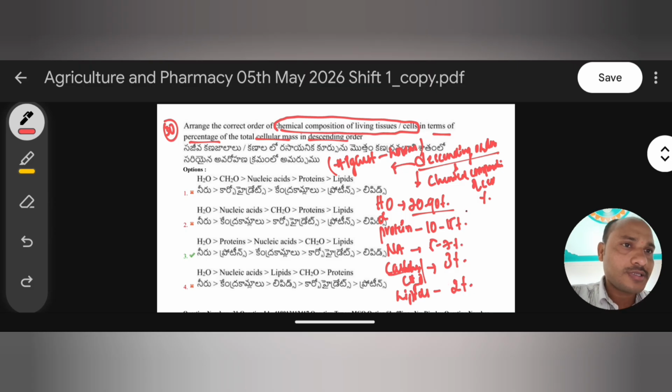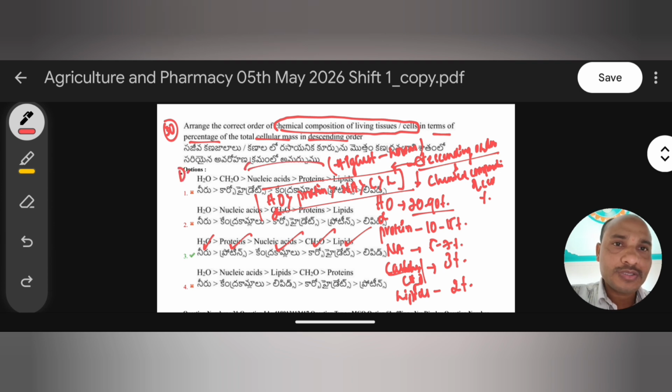So we have to arrange all these from highest to lowest, that is descending order. Water is more than protein, protein is more than nucleic acid, which is more than carbohydrate, then lipids. In this order we have to choose. So first water, then protein, nucleic acid, carbohydrate, lipids. This is the right sequence. If the question asks for ascending order, then we have to change this sequence, taking from lowest to highest chemical composition.